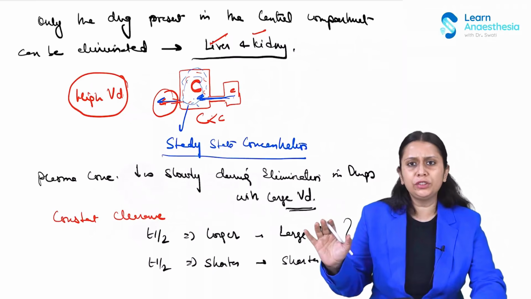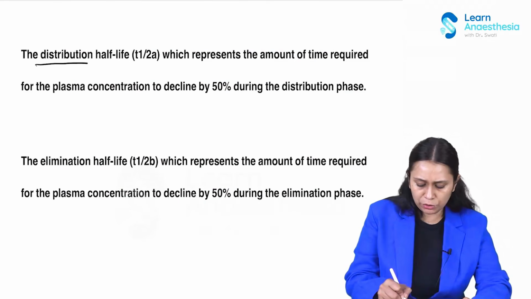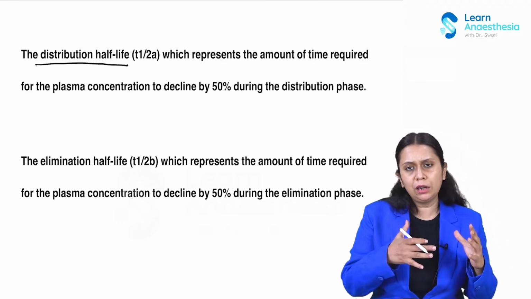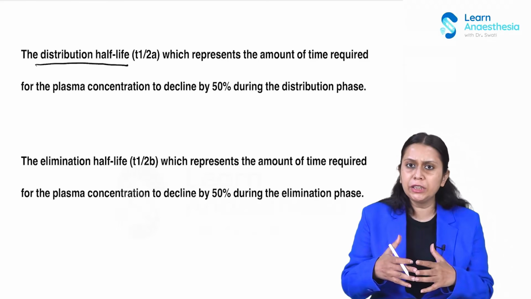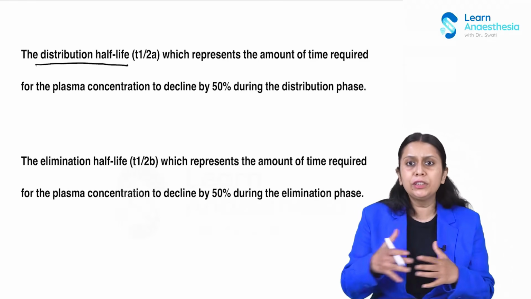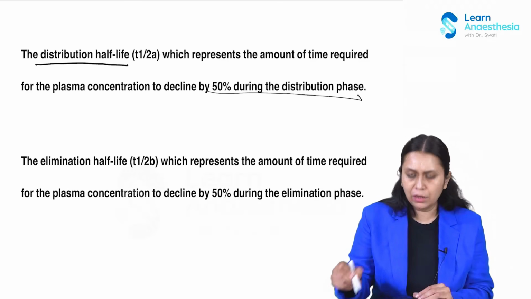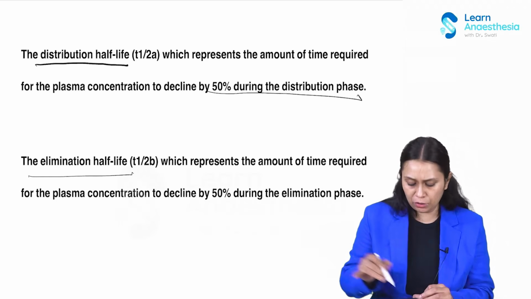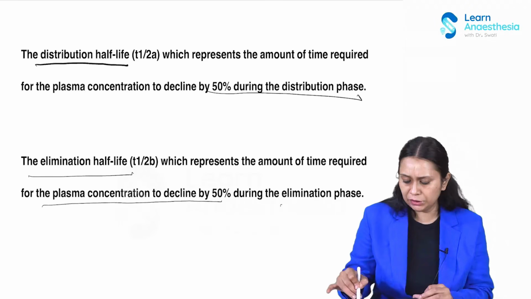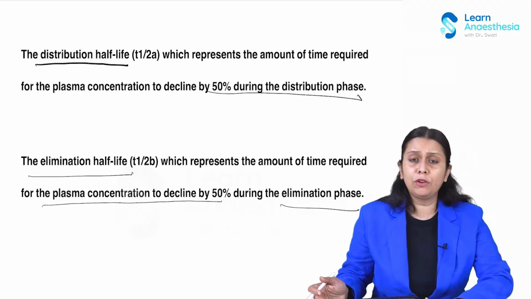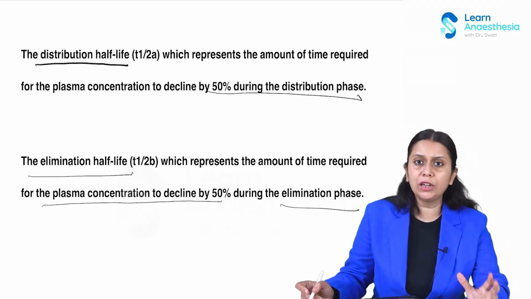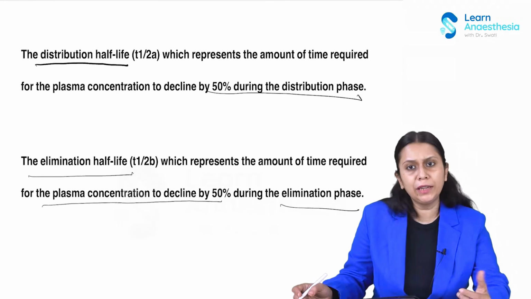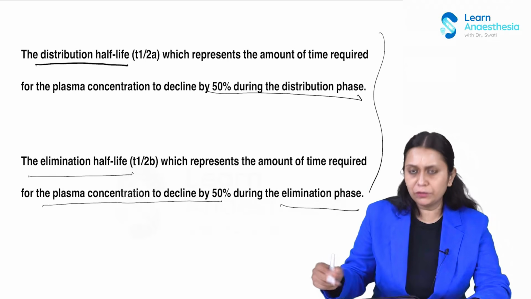Now there are two more definitions of half-life. We need to understand the distribution half-life, which represents the amount of time in which the drug becomes 50% of the initial concentration during the distribution phase, so the time for plasma concentration to decline to 50%. Elimination half-life is the amount of time required for the plasma concentration to decline by 50% during the elimination phase. And for a drug with a higher volume of distribution, the elimination half-life would get prolonged, right? The half-life of the drug would get prolonged.